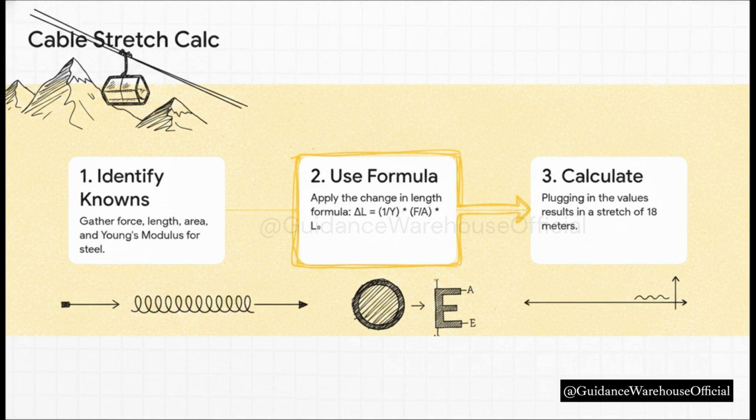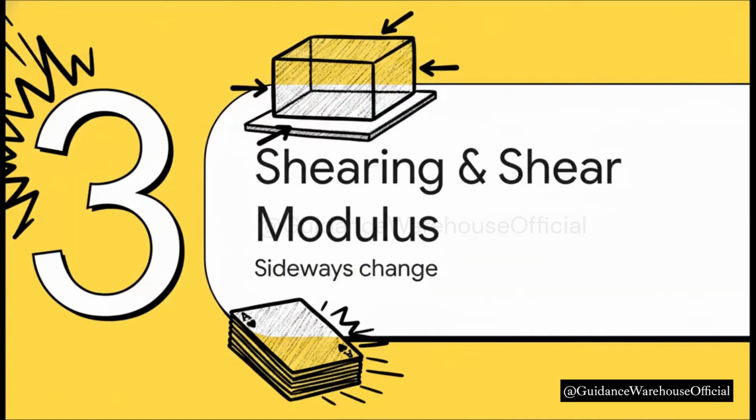Now that sounds like a lot, right? But it's actually less than 1% of its total length, which just goes to show you how unbelievably stiff steel really is. Okay, moving on to our second type of deformation, shearing.